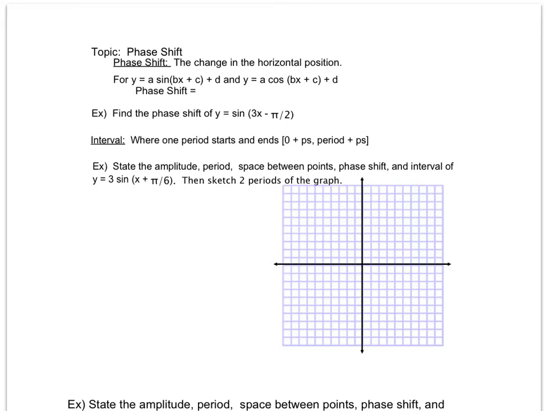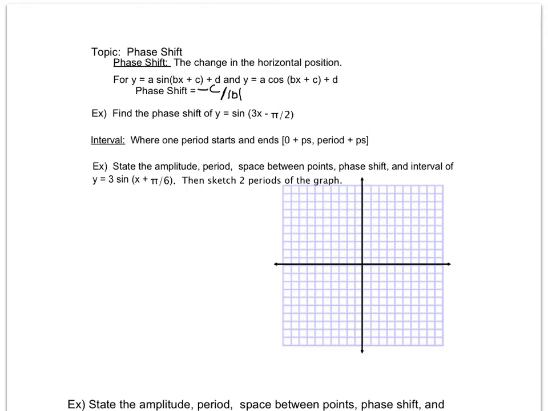Now we're going to take what we've already learned about amplitude and period, and now we're going to look at what we call phase shift. Phase shift is just going to be the change in our horizontal position, so moving left and right. So when we look at our general form of our equations for sine and cosine, which we've looked at multiple times now, the formula for our phase shift is going to involve the c. It's going to be negative c over the absolute value of b.